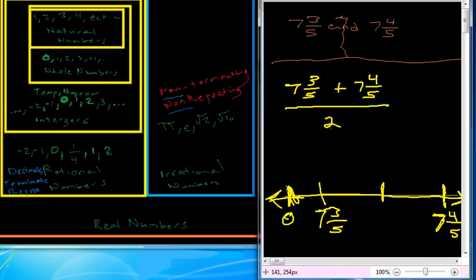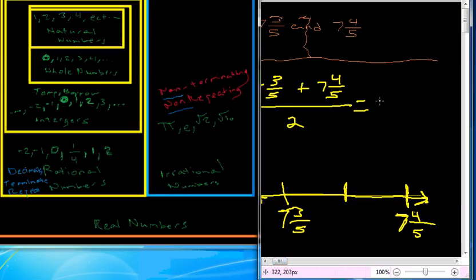So now, let's go and solve for this. This actually equals 7 3/5 plus 7 4/5. Well, that equals 14. 7 plus 7 is 14, plus 3/5 plus 4/5 is 7/5.